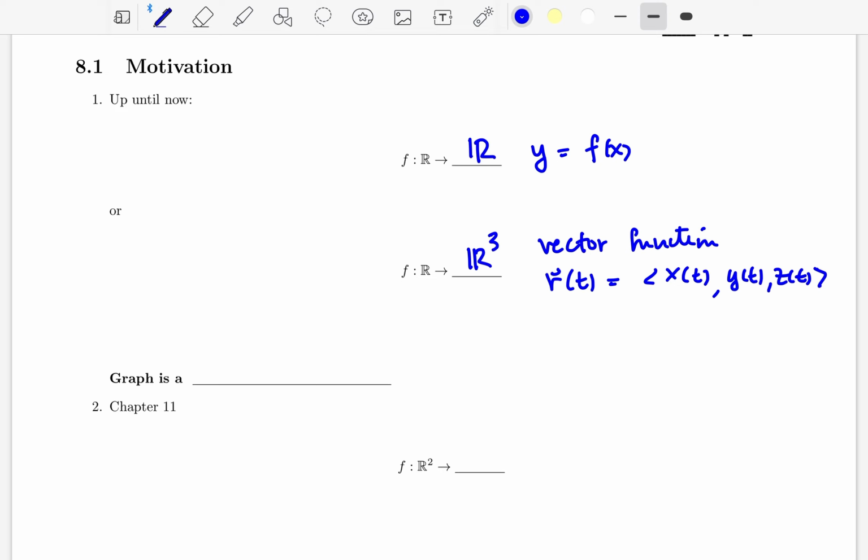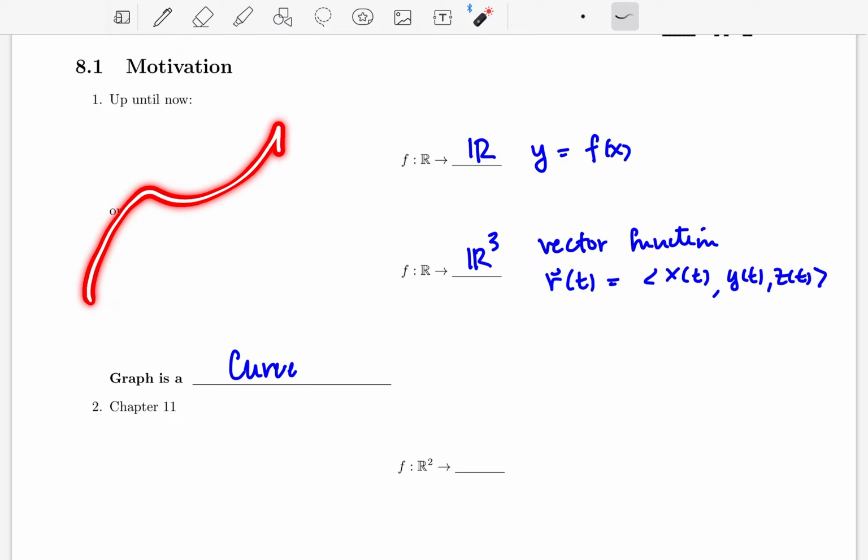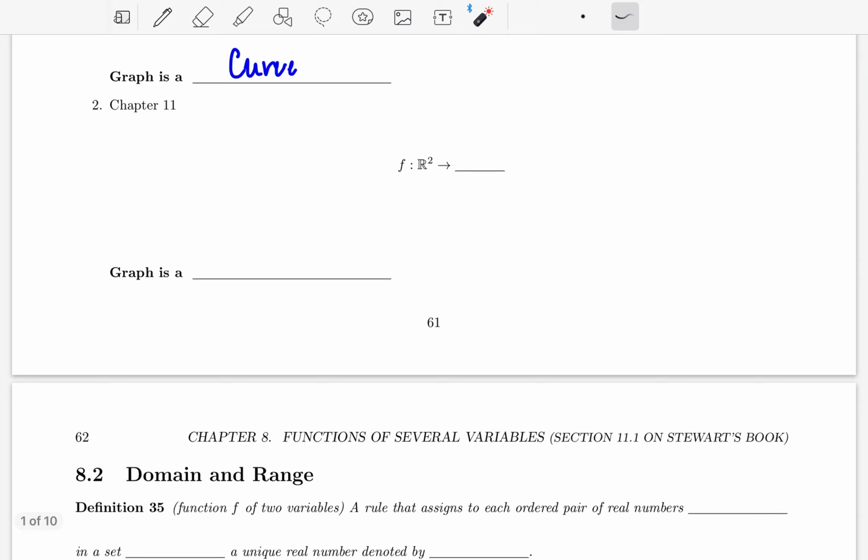Now, the domain is a scalar. It lives in R. So the graph is a curve, okay? And it could be a line, it could be a parabola, but it could also be a helix, or it could be something like go like that, whatever. Now, what we're doing in chapter 11, and we're going to look at functions of several variables, my domain will live in R2, and then the output will live in the real numbers.